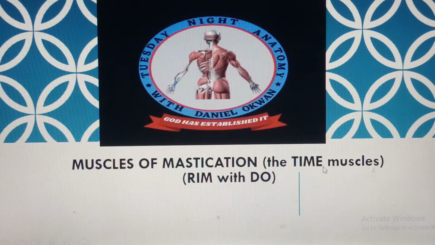But one thing that we find is that out of these four muscles, it's only the medial pterygoid or internal pterygoid muscle which will be supplied by the main trunk of the mandibular nerve. The remaining ones, the temporalis muscle, masseter muscle, and lateral pterygoid muscle, will be getting supply from the anterior division of the mandibular nerve. And so, without much ado, let's set the ball rolling.